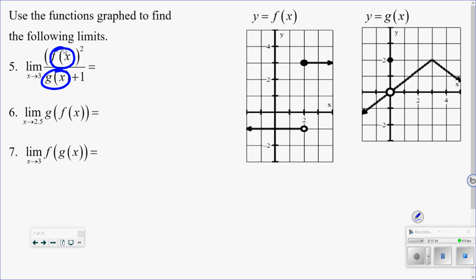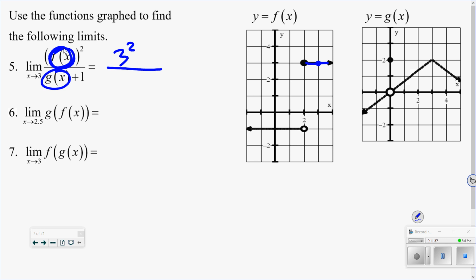So let's find the limit of f of x as x approaches 3. If I come over here, on f of x, as I get closer to 3, from the left side and the right side, they're both getting closer. It's continuous. It gets closer to that point, which is just 3. So we know the limit as x approaches 3 of f of x is 3. Now, because of that square, I'm just going to square my answer, square 3.